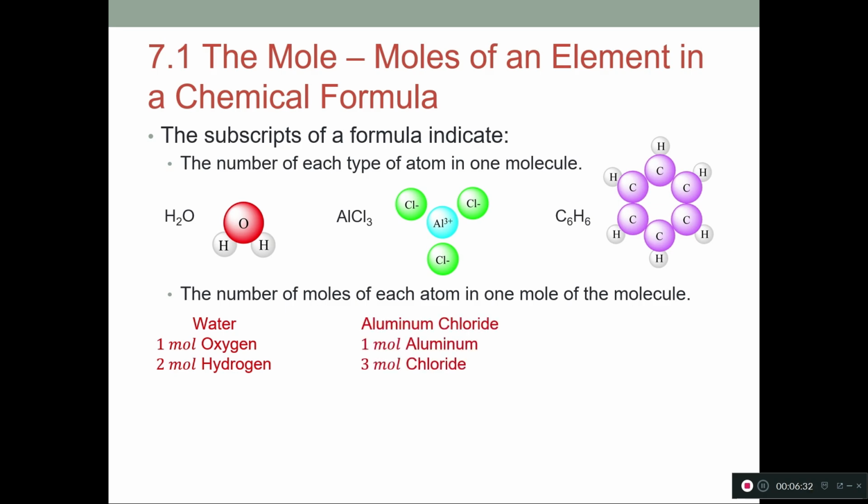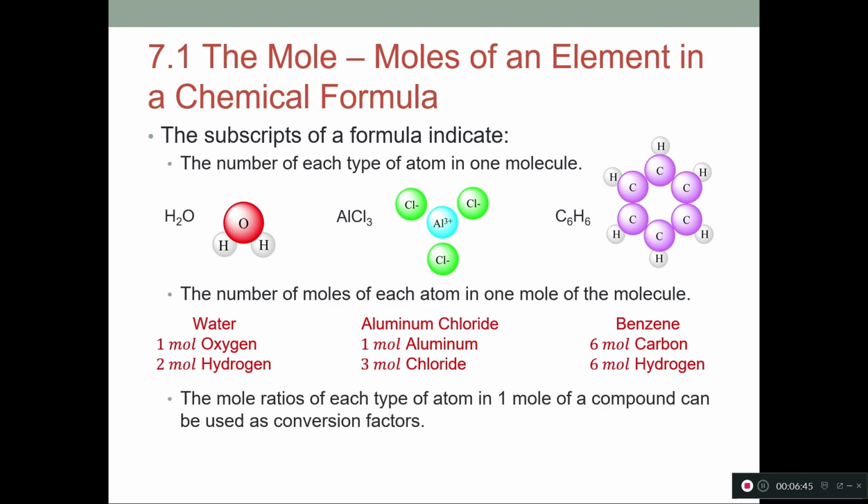AlCl3, if I gave you a mole of that, you would have 1 mole of aluminum and 3 moles of chloride. If I gave you 1 mole of the benzene, you would have 6 moles of carbon and 6 moles of hydrogen. And so we can use these conversion factors here.